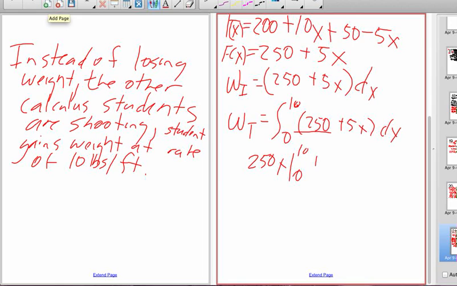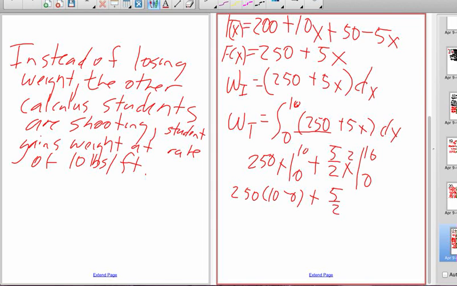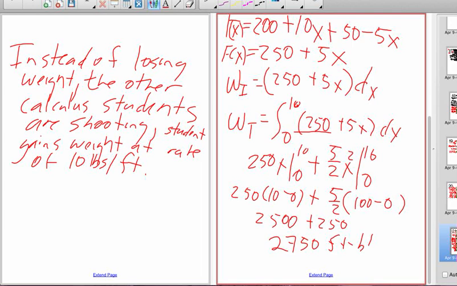Plus 5 halves x squared evaluated from 0 to 10, which is going to give me 250 times 10 minus 0 plus 5 halves times 100 minus 0. It's going to give me 2,500 plus 250, or 2,750 foot-pounds of work.